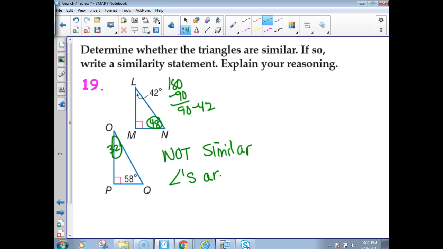Angles are not congruent. The angles should be congruent and the sides should be proportional. And they will be if the angles are congruent.